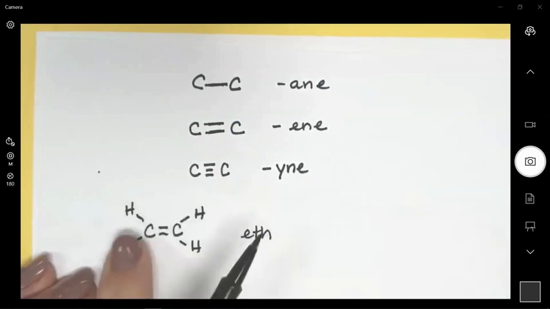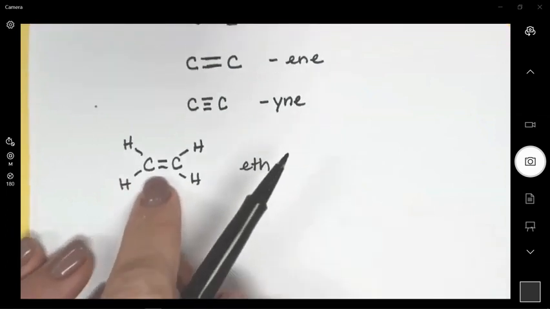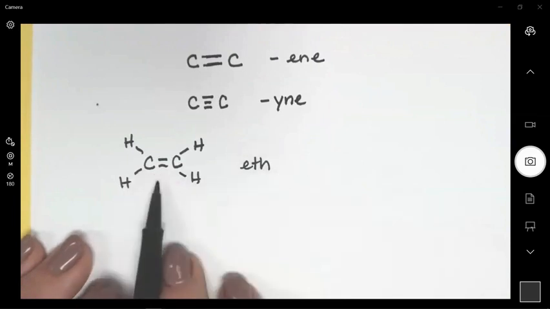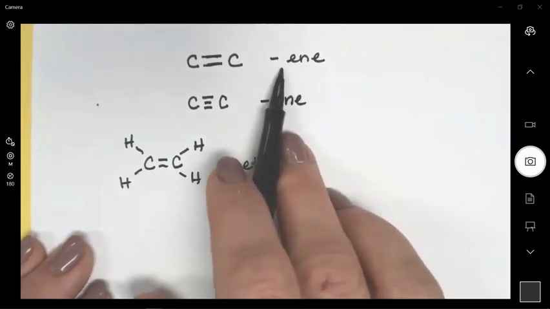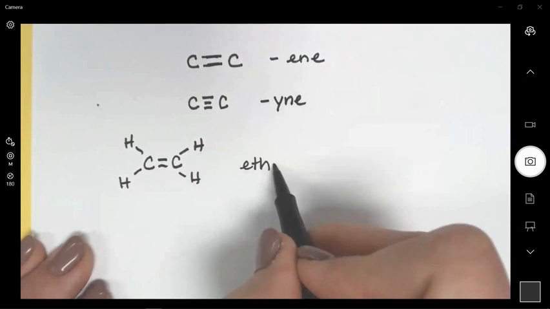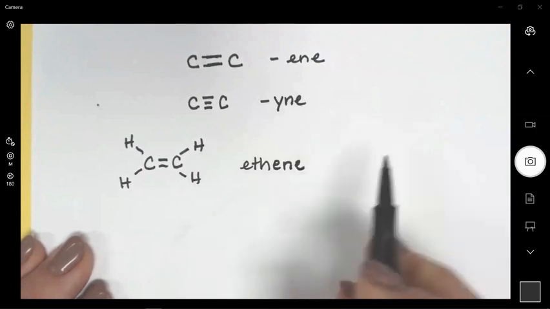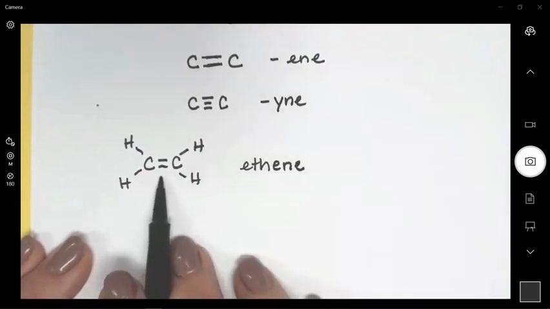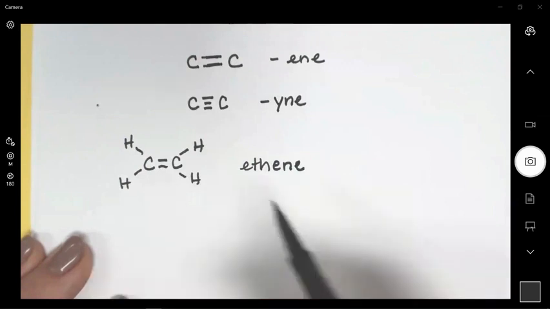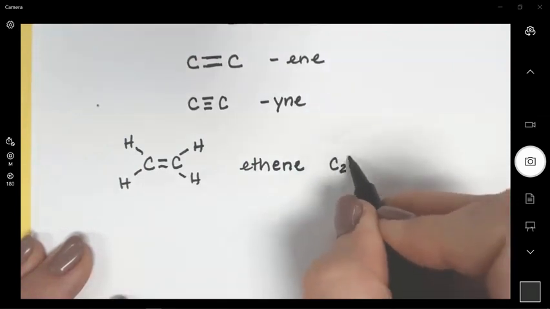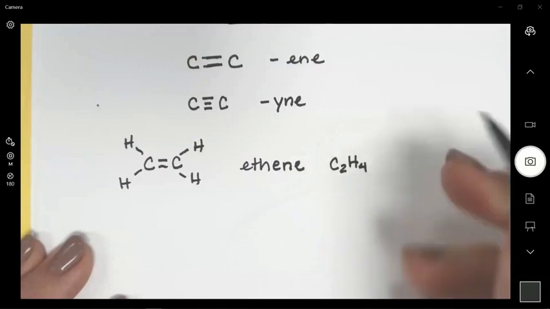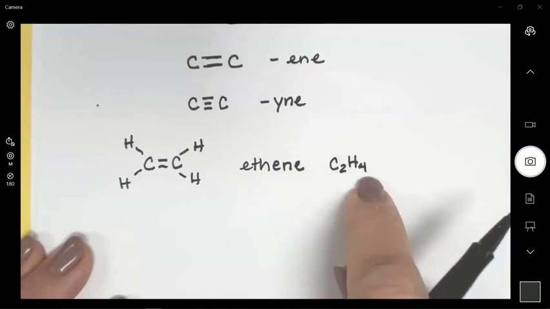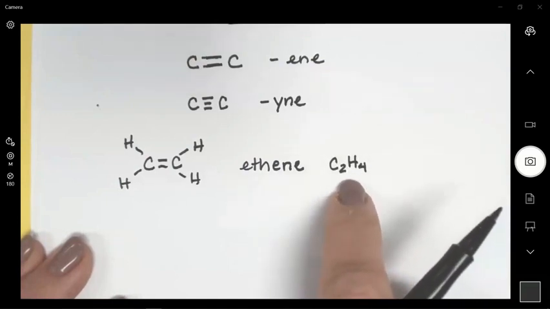Right? Because 4 lines represents the full octet. So this is going to be called ethene. And what is the chemical formula? C2H4. Notice that the number of hydrogens is twice the number of carbons. So that's where the formulas come into it.